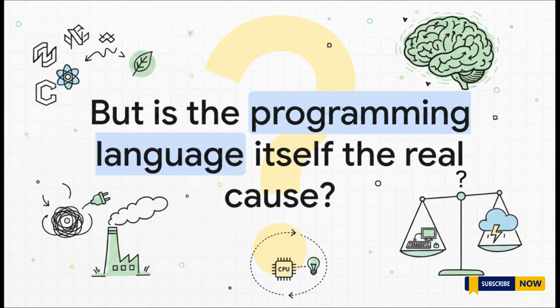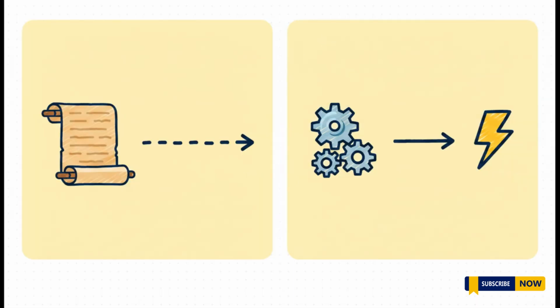So this just makes you wonder, doesn't it? The original studies found a connection, a correlation between a language and how much energy it used. But we all know that correlation is not causation. Is the language itself really the reason for this huge difference, or is there something else going on under the hood?